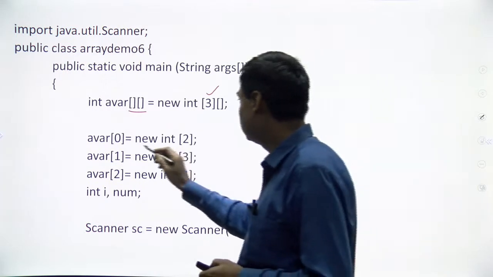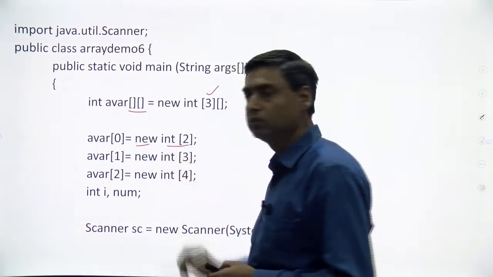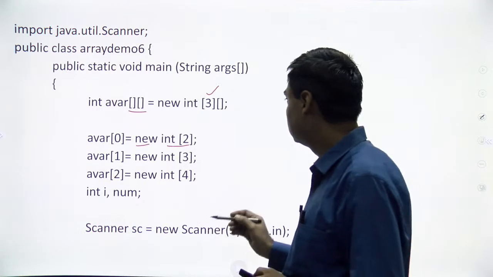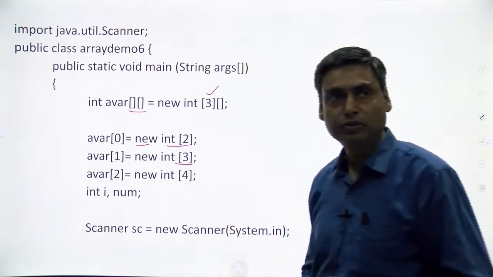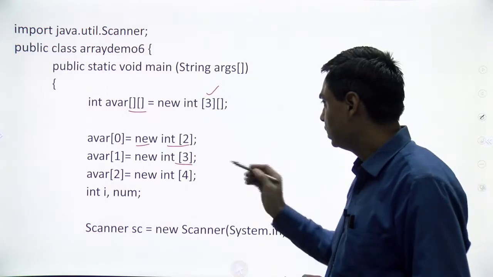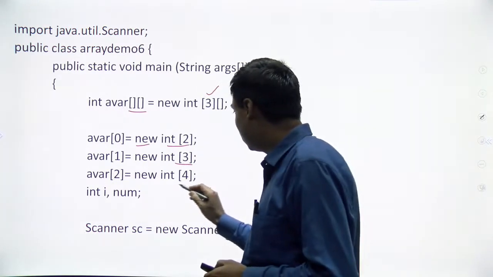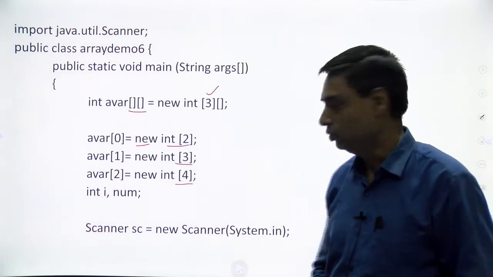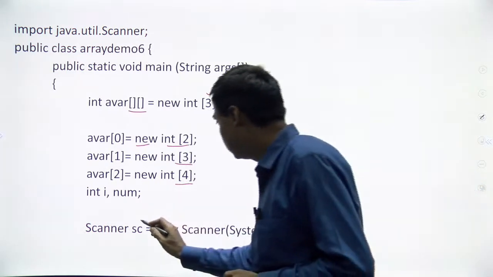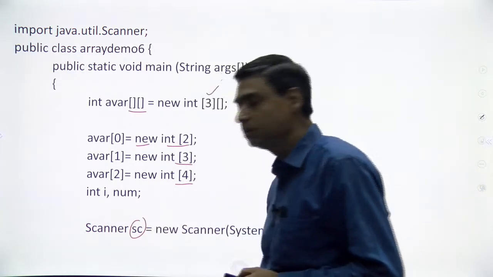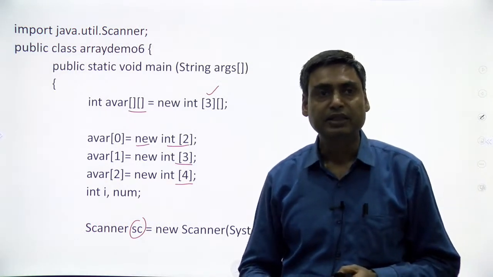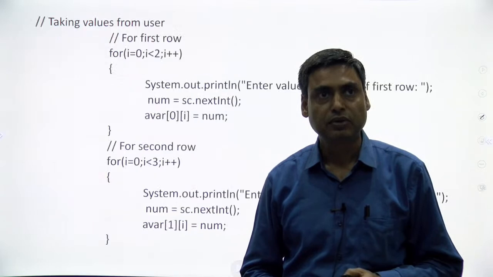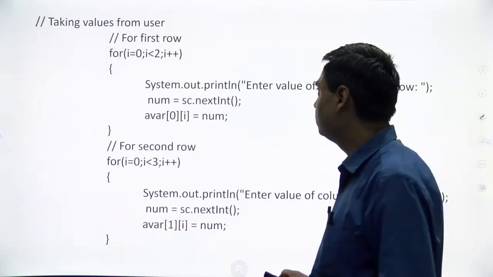So we are using new here, int 2. So 2 columns are allocated to the first row, 3 columns are allocated to the second row, 4 columns are allocated to the third row. Then we have the sc object to get the value from the user. As it is a 2-dimensional array, it needs 2 for loops.